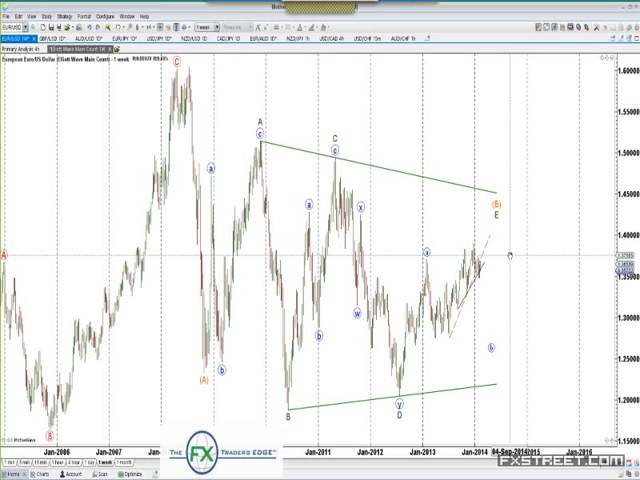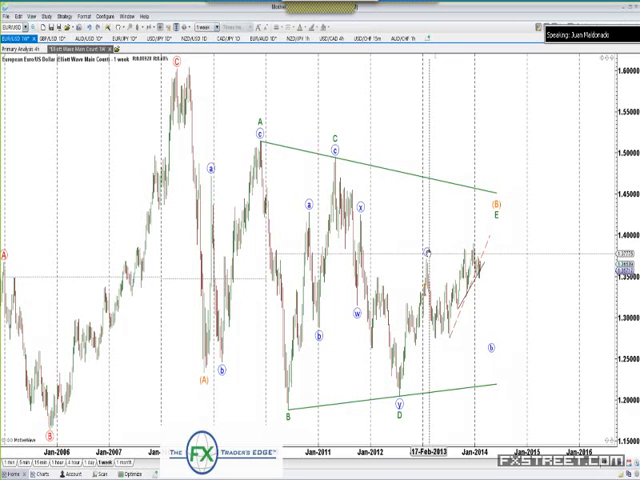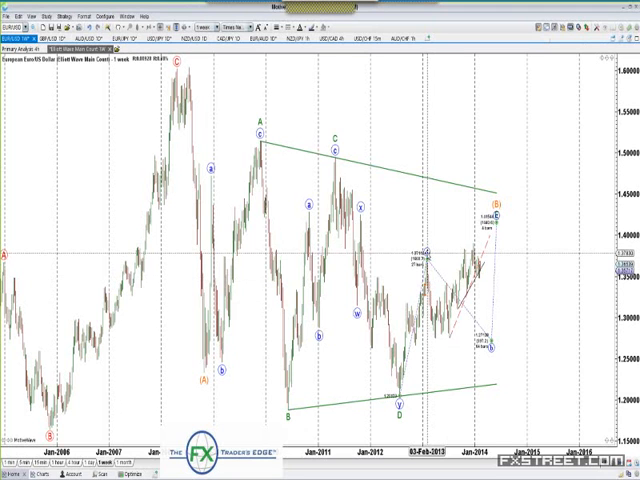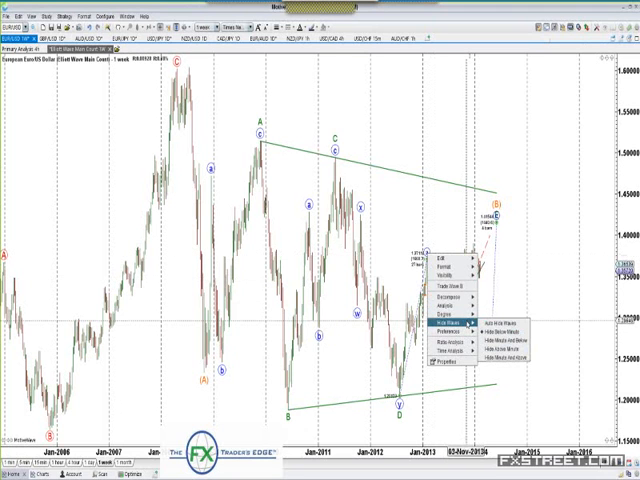But if you want to use the wave theory just for your trading and just to understand the market, you can use other people's analysis and find some nice trades with that information. So remember, just 5 waves and 3 waves. So we are inside this 3-wave structure.